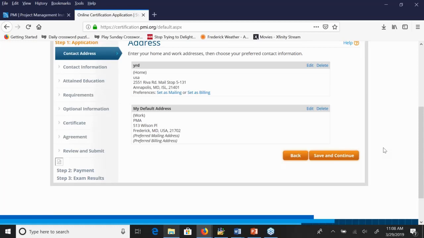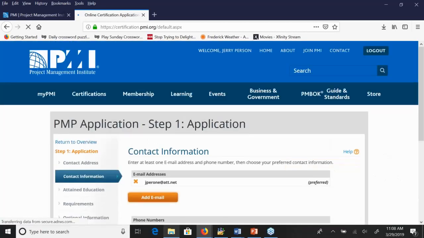You'll note my default address in here is 513 Wilson Place. That used to be where my office was. Then my office moved to 517 Wilson Place. My current office address is 521 Wilson Place. And yet, I try to change it in the PMI interface, and despite all my editing, it just doesn't seem to work well. So pick one where you're kind of stable. That's kind of helpful as well.